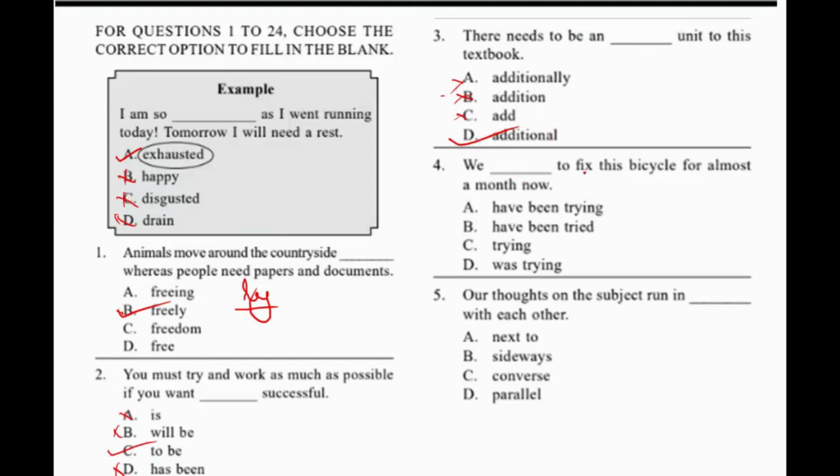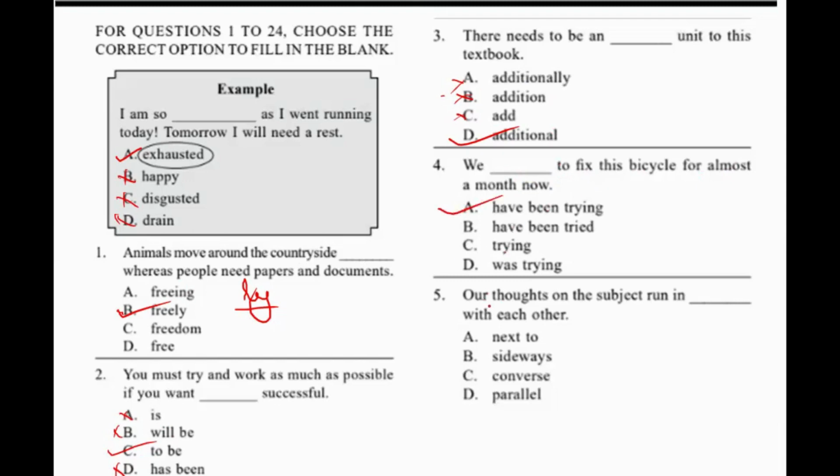Now, we dash to fix this bicycle for almost a month now. It's an action that started in the past and is still in continuous process. So this is related to present perfect continuous tense. We have been trying to fix this bicycle for almost a month now. So option A is the correct answer.